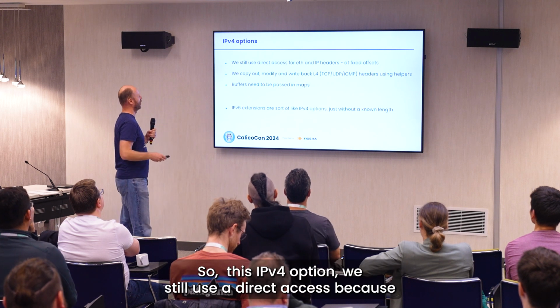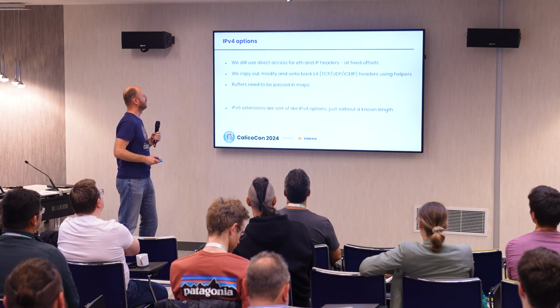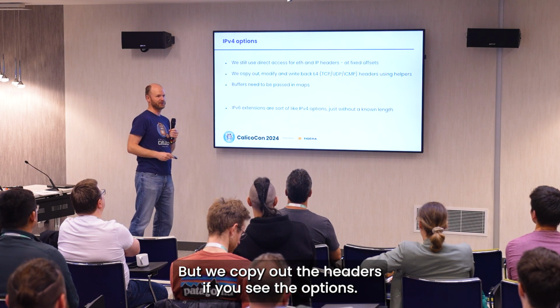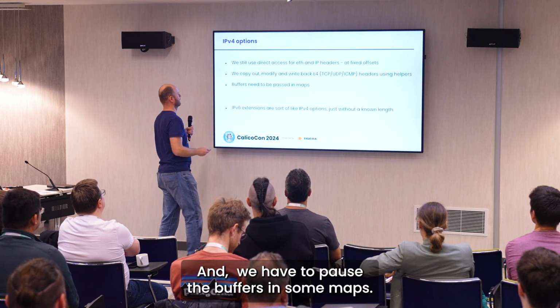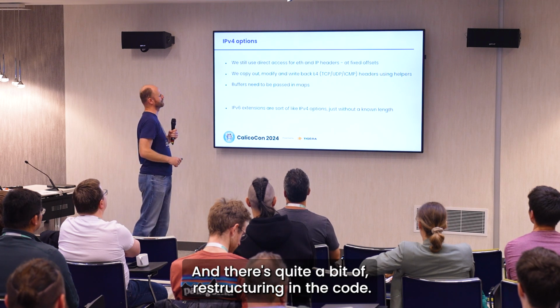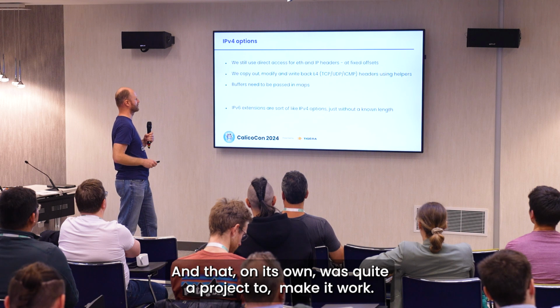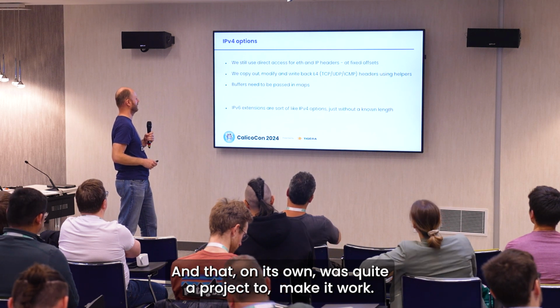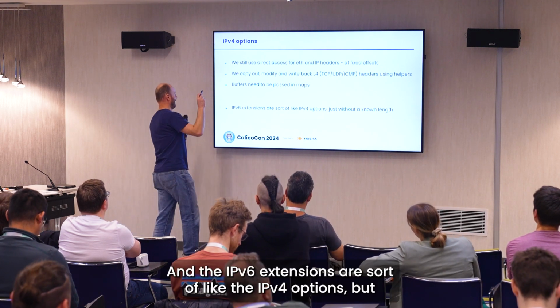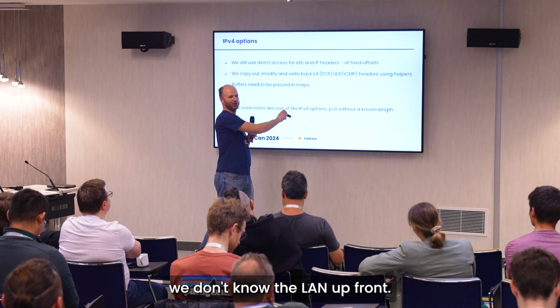So with IPv4 options, we still use direct access because it is a tiny bit faster, but we copy out the headers if we see the options, and we have to pass the buffers in some maps. There's quite a bit of restructuring in the code, and that on its own was quite a project to make work. And the IPv6 extensions are sort of like the IPv4 options, but we don't know the length up front.